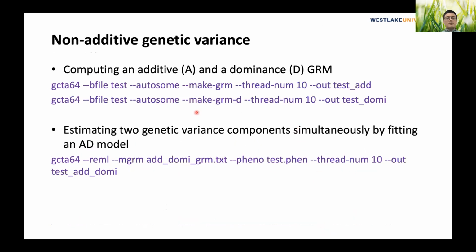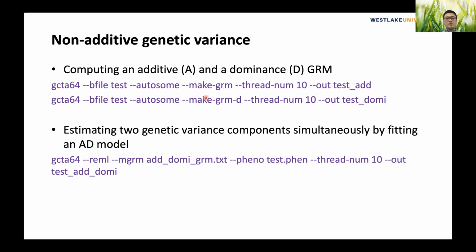We also provide options to do analysis to estimate non-additive genetic variance. Here, in this case, dominance variance. So you may need to start with a computation of a dominance GRM together with an additive GRM, which is the default for the GRM I mentioned before.